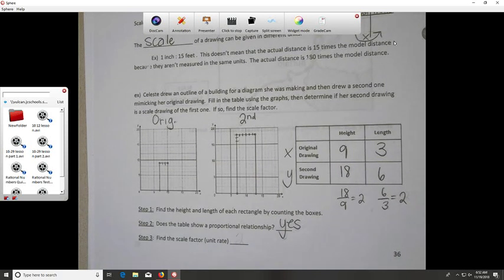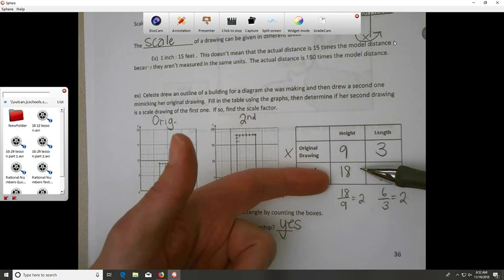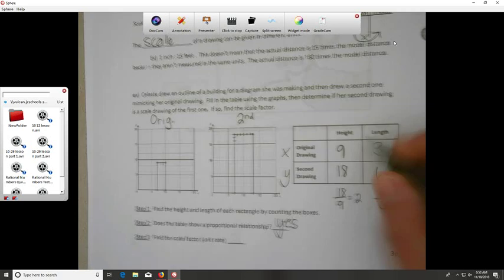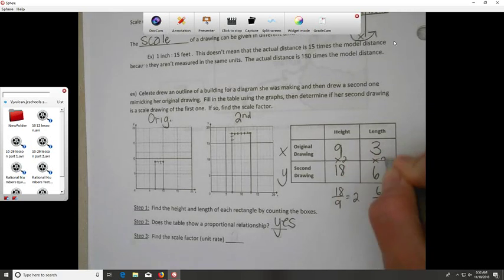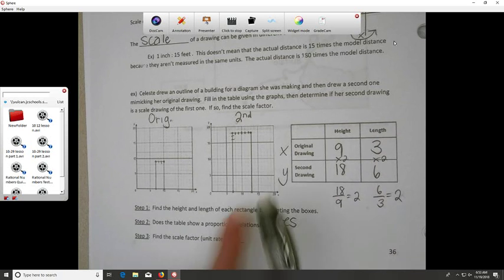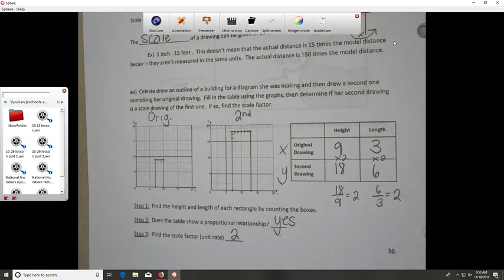And then it says to find the scale factor. We said the scale factor is the unit rate. It's whatever I multiply by to get from the original to the scale drawing, to the second version. Here we said our unit rate was 2. Each of these is times 2. So our scale factor is 2, meaning the dimensions on the new one are twice as long as the dimensions on the original one.